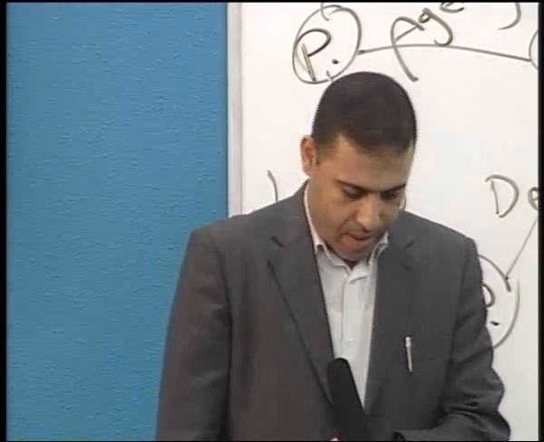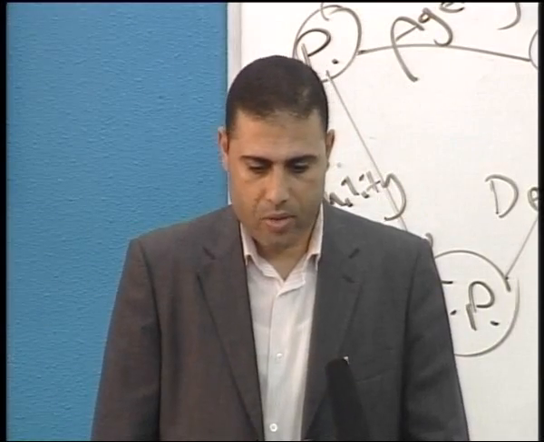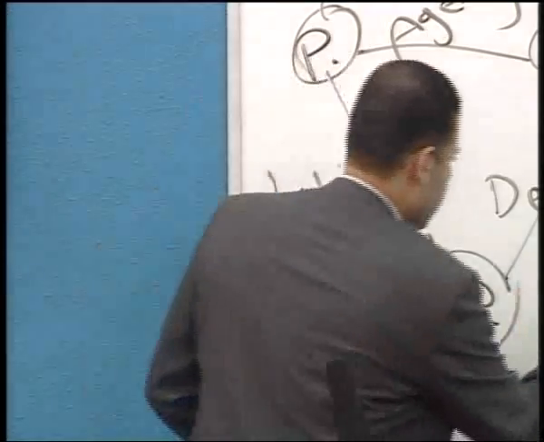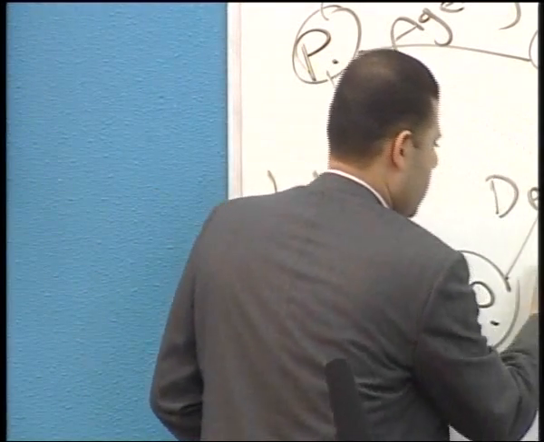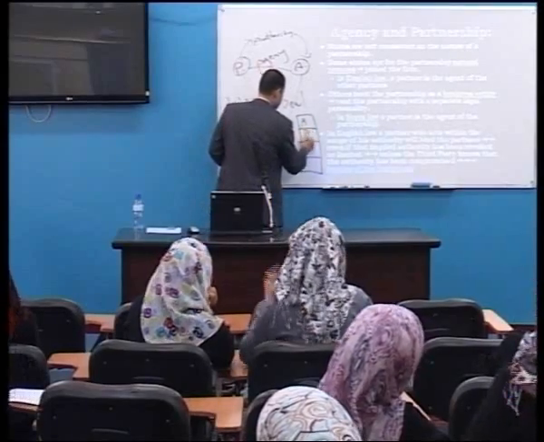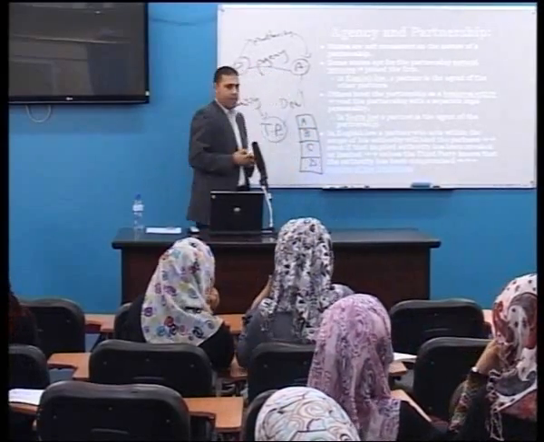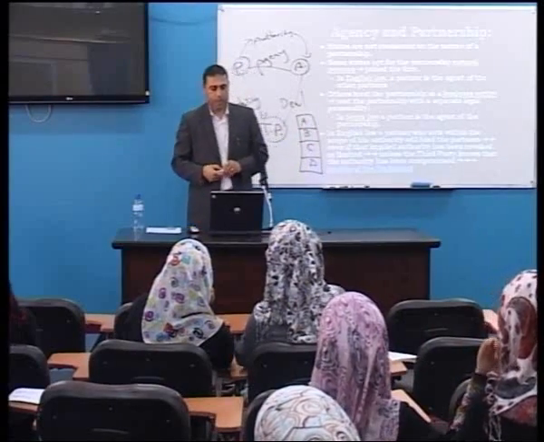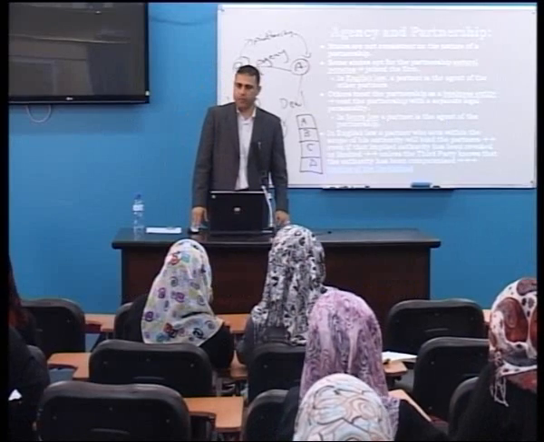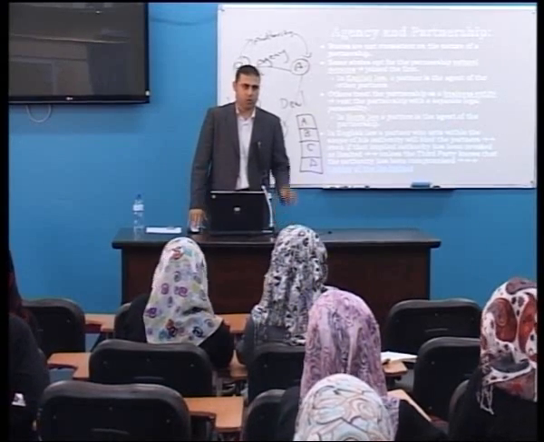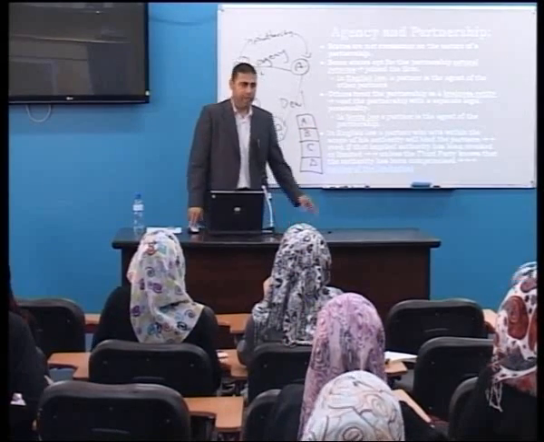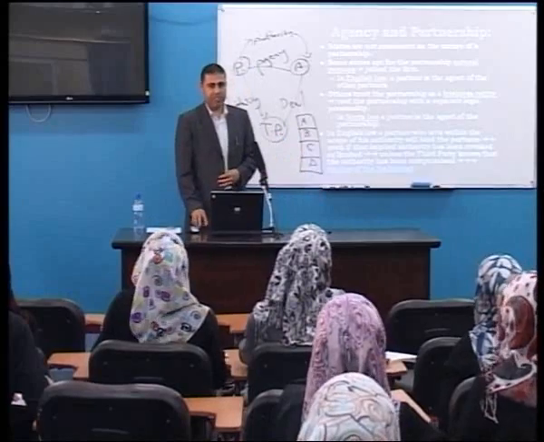Last 3 slides here. One of them is agency and partnership. Last time I did explain this point. Agency and partnership. Partnership is a small company, a very small company. It can consist of 2 people or more than 2 people. That's a partnership. You can have 4 partners, you can have 50, you can have 20.